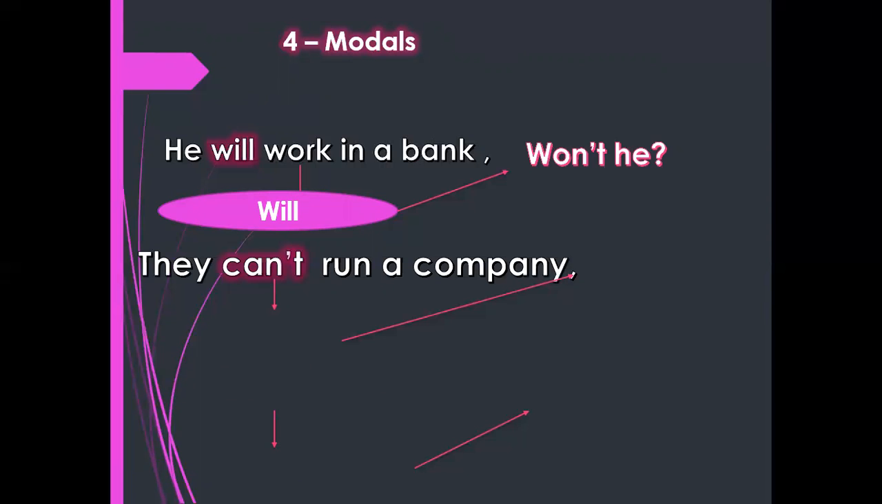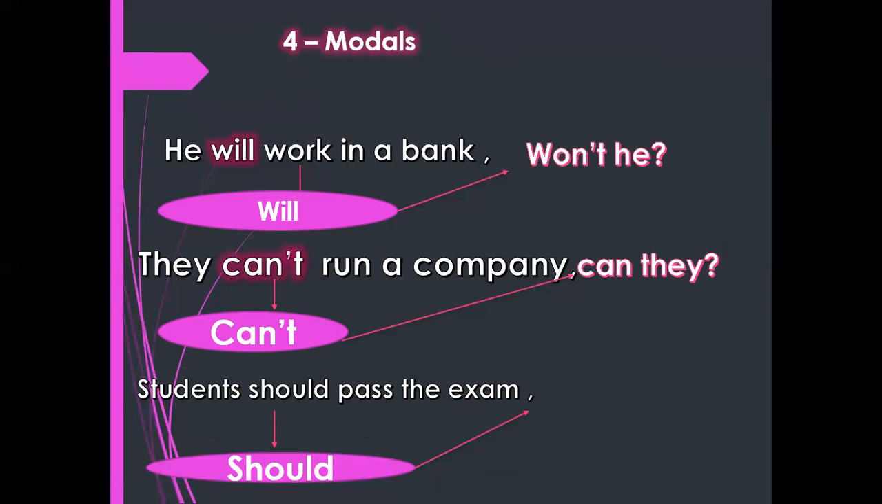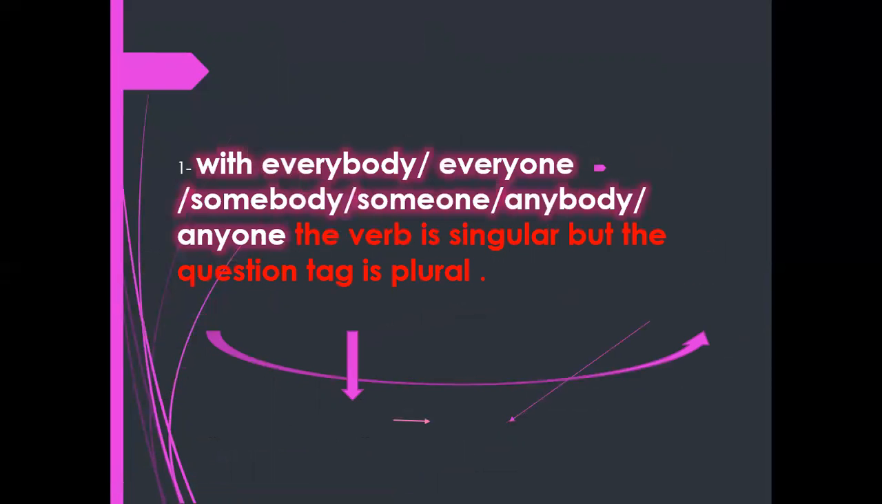He or they can't run a company. Here, the helping verb or the modal is can't. So the question tag will be, can they? Here the statement is negative and the question tag is positive. Students should pass the exam. The modal is should. So in the question tag, you are going to use shouldn't they.